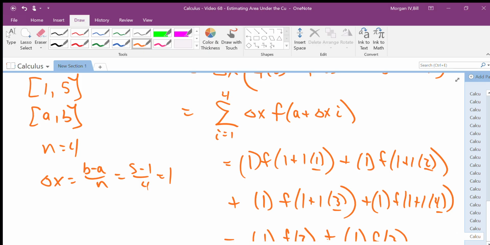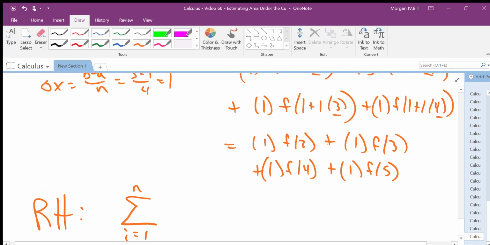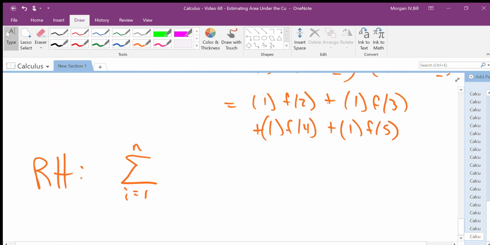And so this sort of formula right here, we could use in general to find the right hand. So in general, the right hand can be found like this. It's the sum, I equals 1 to n. Notice up here I used 4 because I wanted 4 rectangles. N value of 4, 4 right there, that gives me 4 rectangles. If I wanted 8 rectangles, I would let that top value be 8. So it's I equals 1 to n of the delta x times f of a plus delta x times I. We can use that for the right hand.